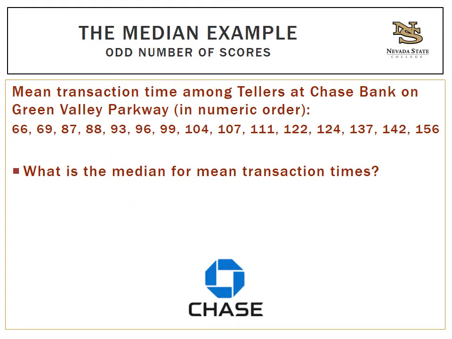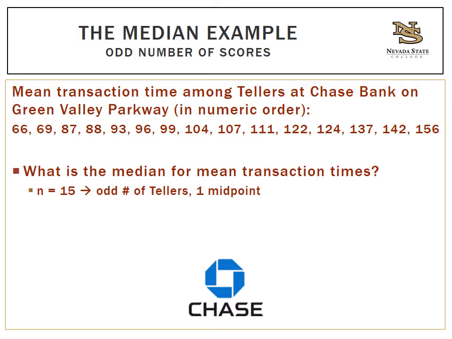So now let's take a look at an example when you're using raw data and you have an odd number of scores. Now, the first thing that I want to point out is in order to figure out what score is at the position located by the median index, your scores must be in numeric order. So you'll see here that these scores are in fact in numeric order, but if they were not, you would need to place them in numeric order before you could figure out what score the median is. So if we look at this, what is the median for transaction times? So we need to use that median index.